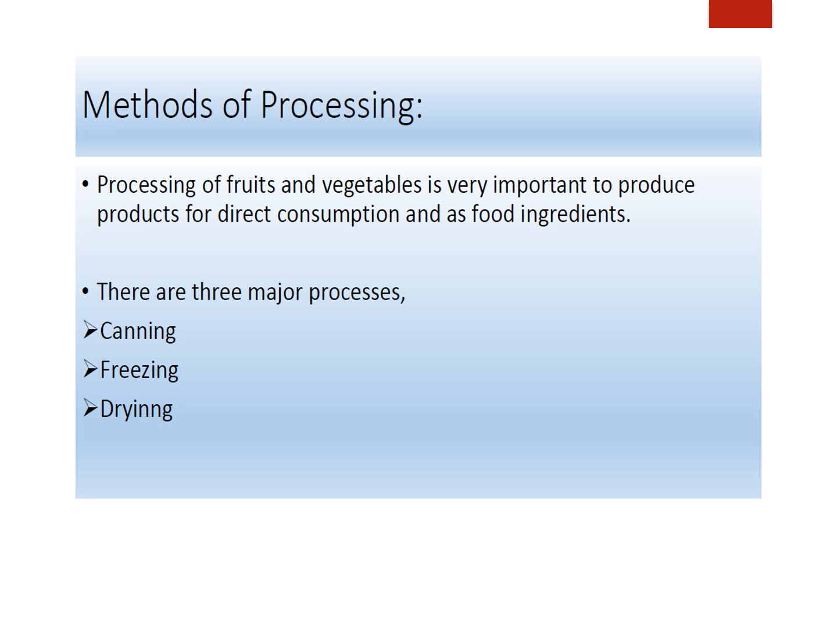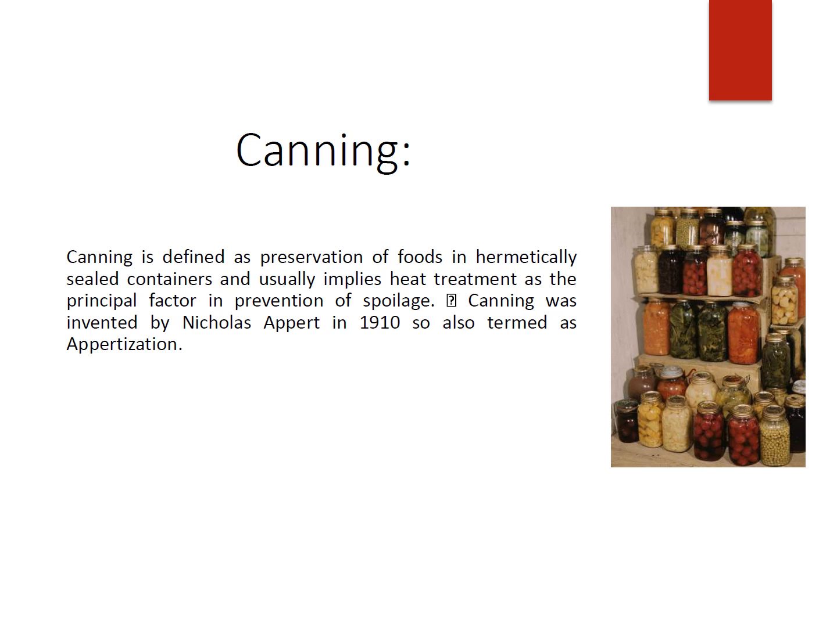Next, processing of fruits and vegetables. Methods of processing. Processing of fruits and vegetables is very important to produce products for direct consumption and as food ingredients. There are three major processes: canning, freezing, and drying.